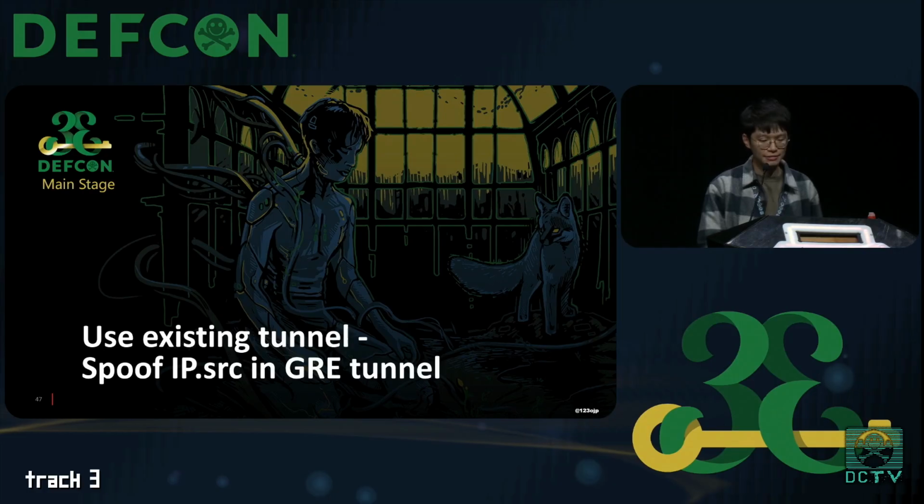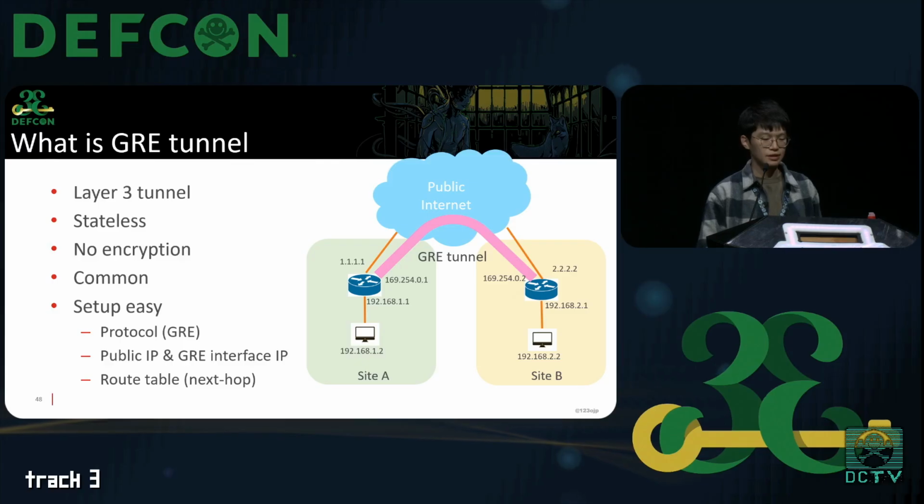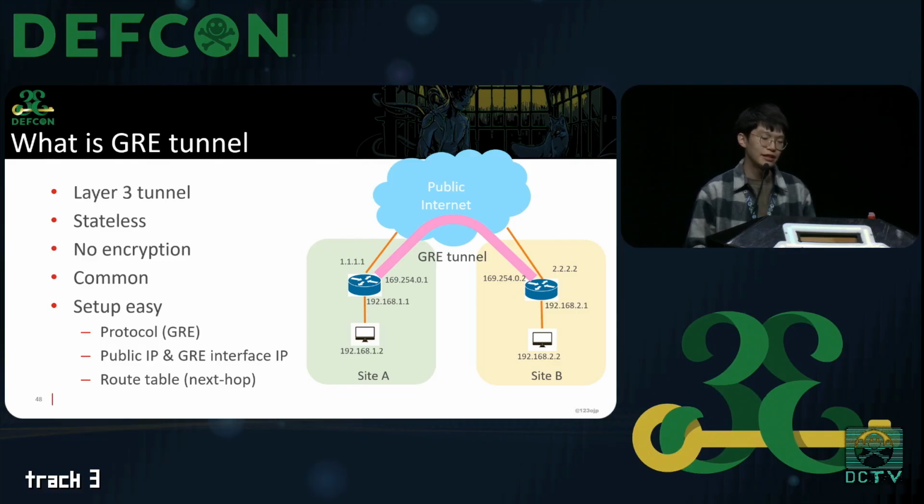On the other hand, we can abuse existing tunnels like GRE. So first, what is a GRE? GRE is a stateless layer 3 tunnel. This is widely used because it is easy to set up by only setting its protocol, GRE public IP, GRE interface IP, and its routing table, which is the next hop.